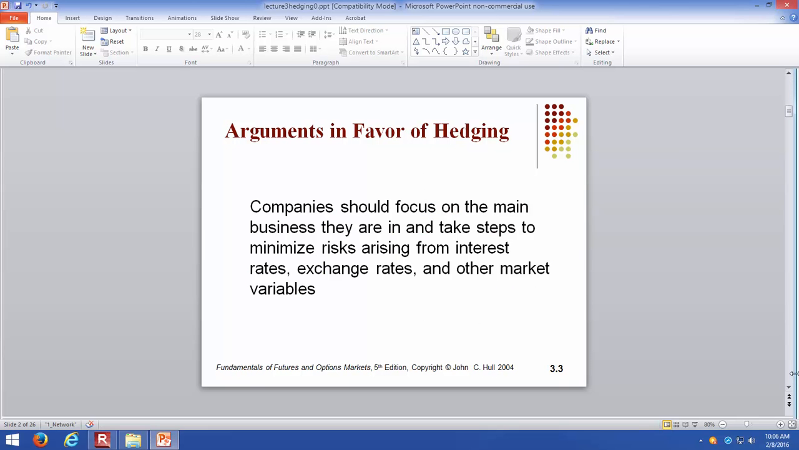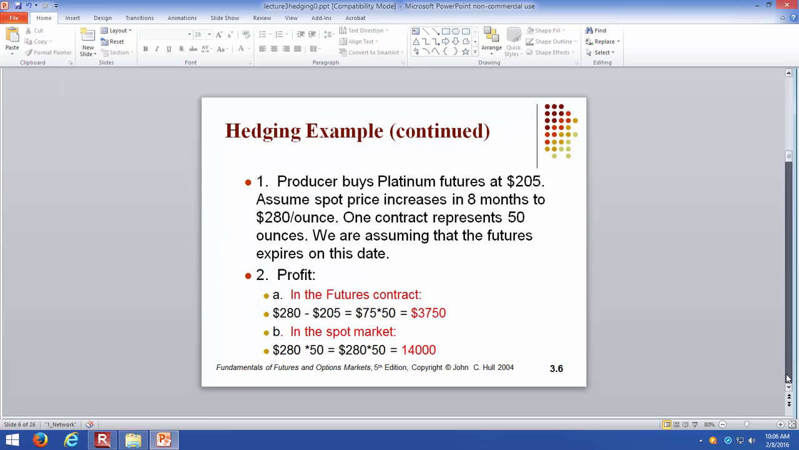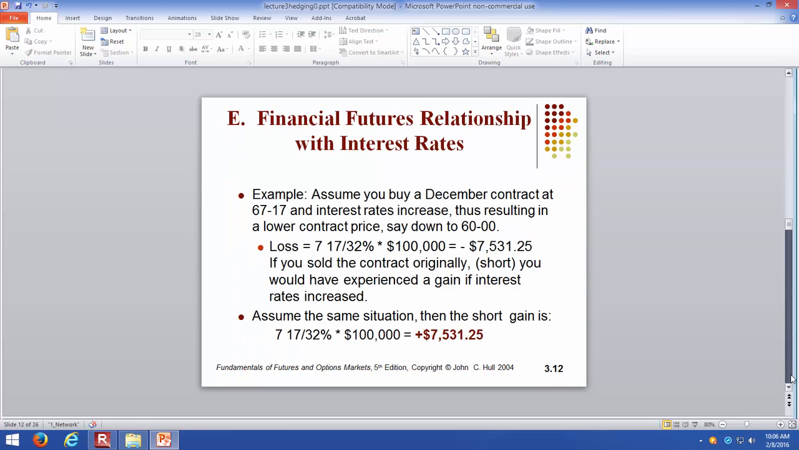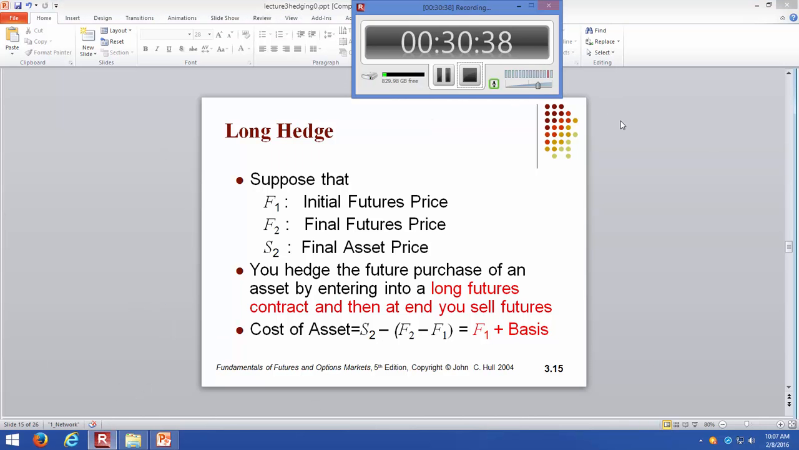And what is the formula that tells you the effective cost you incur or the effective price you pay? That is given by the initial futures price, which is F1, plus the basis at time t2. So good luck. You want to make sure you're comfortable with this material.